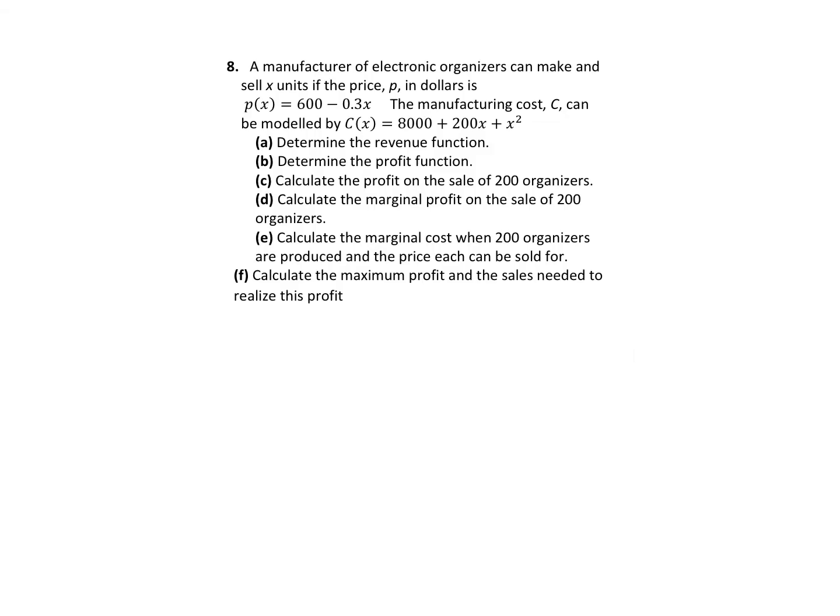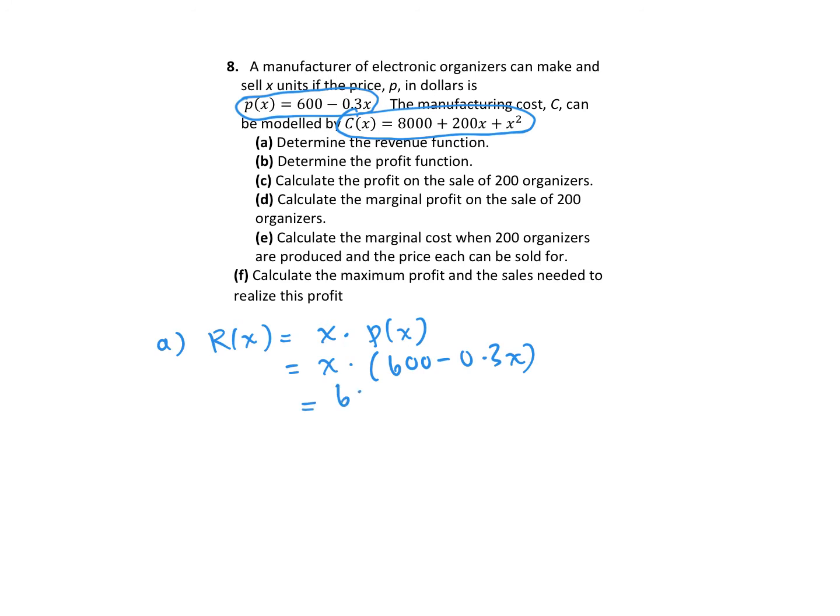So let's look at an example here. So here we have a manufacturer that can make and sell a certain number of units, X units, for a price P. So the price equation is given. It also gives you the cost equation. So A says determine the revenue function. So remember, revenue is going to be number of units times the price of those units. We were given the price equation as 600 minus 0.3x, so we'll just simplify that by expanding. So there's our revenue function.